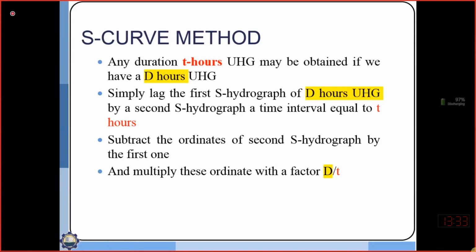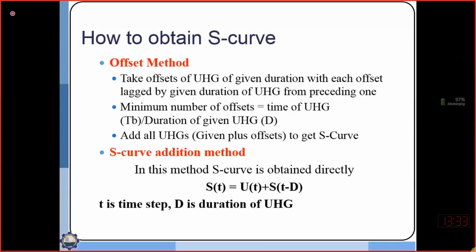So let's come to the derivation of the S-curve, how to obtain the S-curve. We have two methods, the offset method and the S-curve addition method. In the offset method we take a number of offsets of the given unit hydrograph of given duration, with each offset lagged by the given duration of the unit hydrograph from the preceding one. The minimum number of offsets to be taken is equal to the time base of the unit hydrograph, TB, over the duration of the given unit hydrograph, D. Then after taking all the offsets, we add all the unit hydrographs, which is the given one plus the offsets, to get the S-curve. So this is the offset method for getting the S-curve.